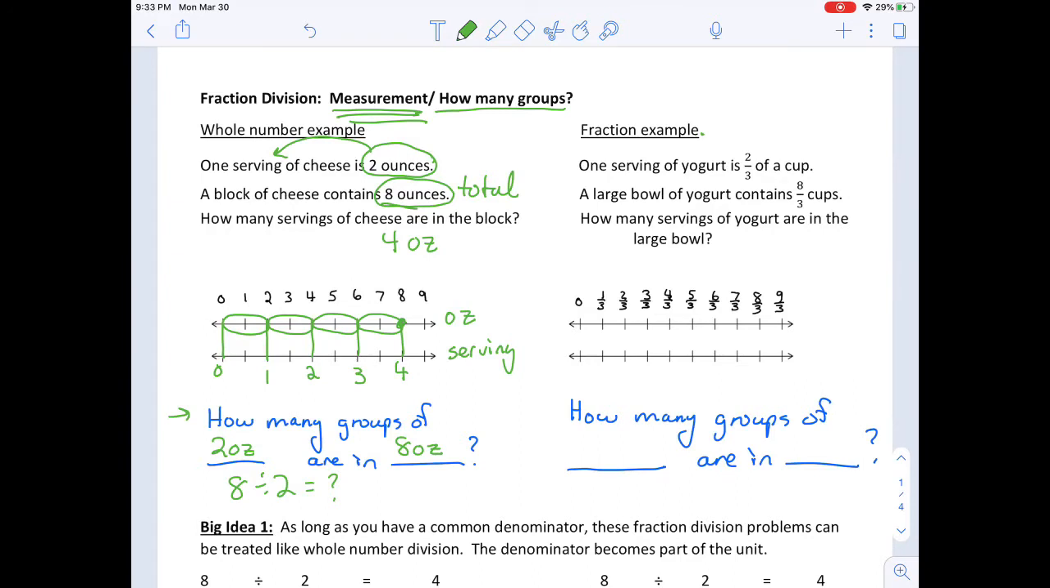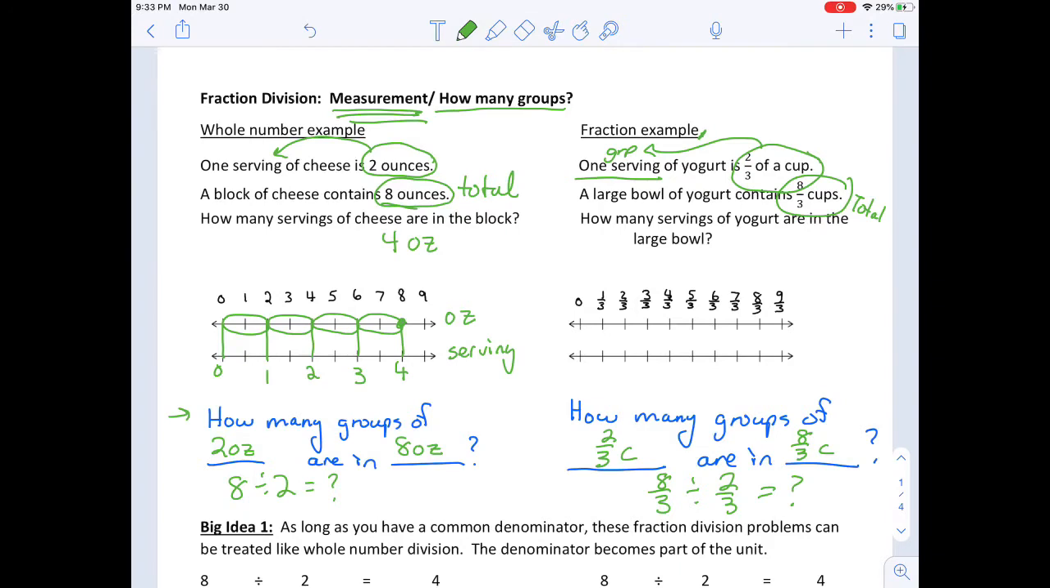Let's look at the fraction example. 1 serving of yogurt is 2/3 of a cup. A large bowl of yogurt contains 8/3 cups. How many servings of yogurt are in the large bowl? Well, again, we have our total, and we need to measure out batches of 2/3 of a cup, each 2/3 of a cup representing 1 serving or 1 group. So how many groups of 2/3 cups are in 8/3 cups?